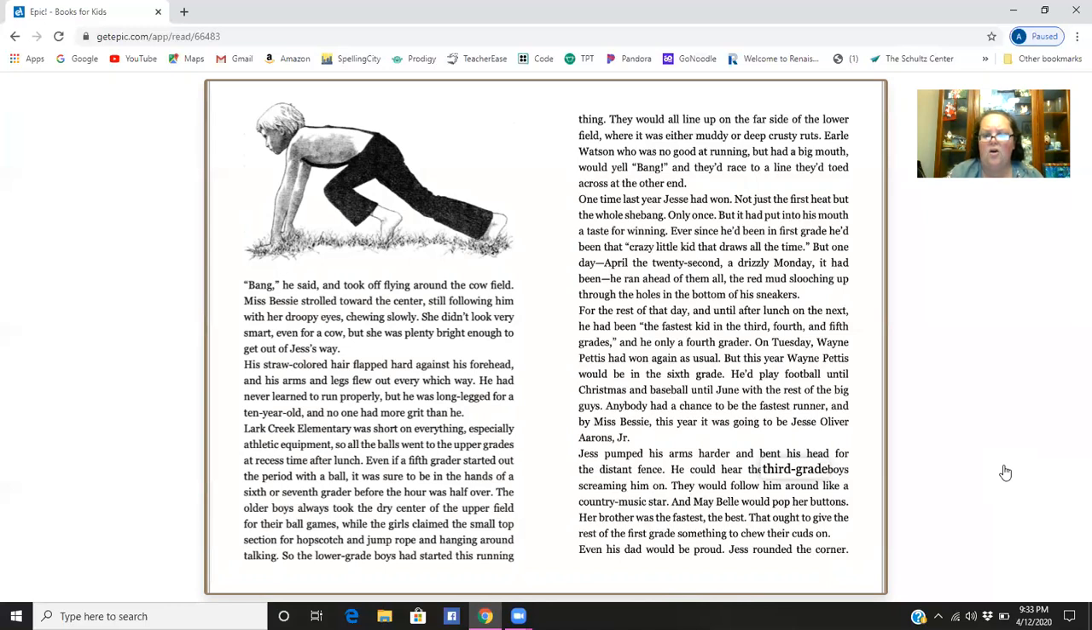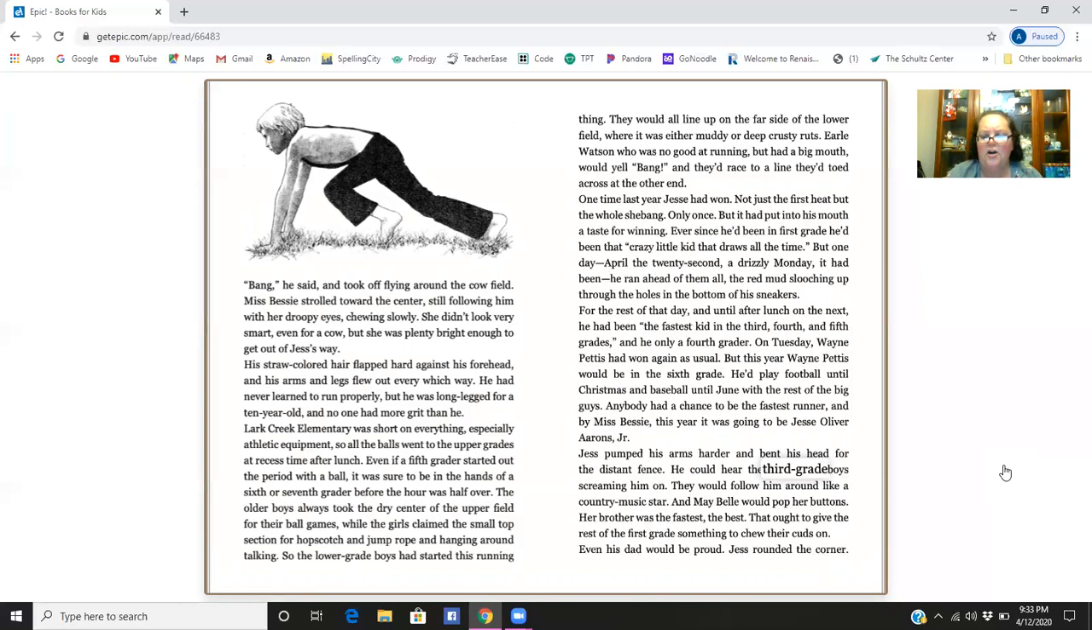On Tuesday, Wayne Pettis had won again as usual, but this year, Wayne Pettis would be in the sixth grade. He'd play football until Christmas and baseball until June with the rest of the big guys. Anybody had a chance to be the fastest runner, and by Miss Bessie, this year it was going to be Jesse Oliver Aarons Jr. Jess pumped his arms harder and bent his head for the distant fence.